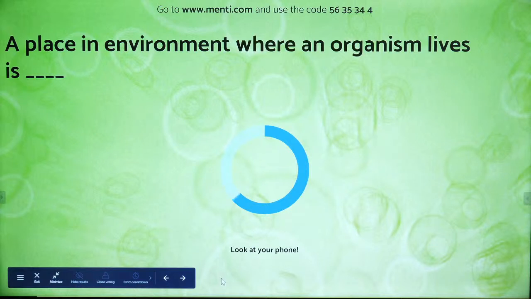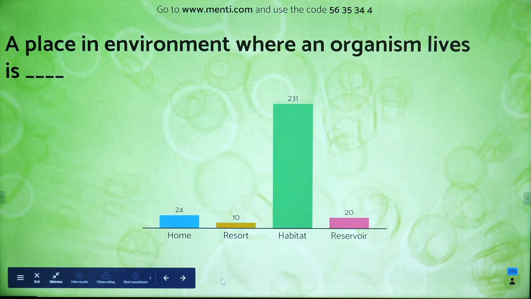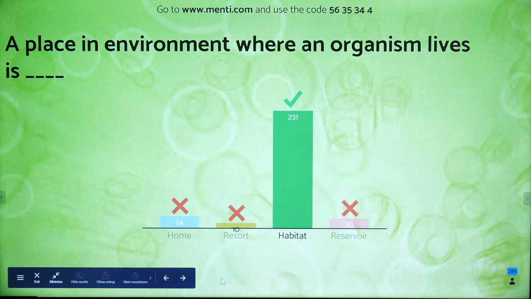And there you go. A place in the environment where an organism lives. Where an organism lives. What is it called? Home, resort, habitat or reservoir. Where an organism lives. Endemic species, Sridevi, are the species that belong to a particular area. Like the kangaroo belongs to Australia. Koala belongs to Australia. Right? Thank you so much, Arjun. Thank you, Arzu. Thank you so much.